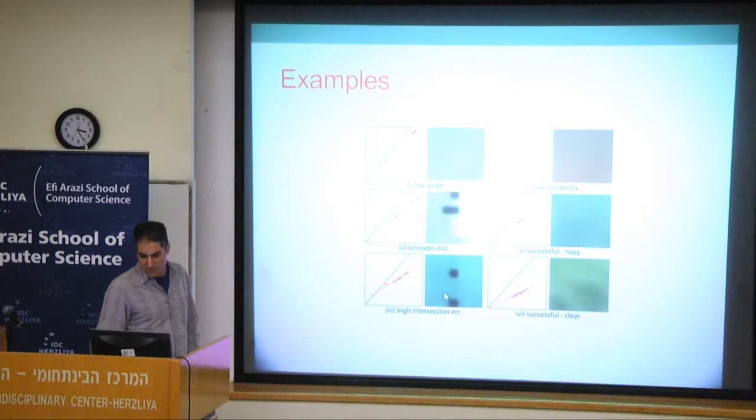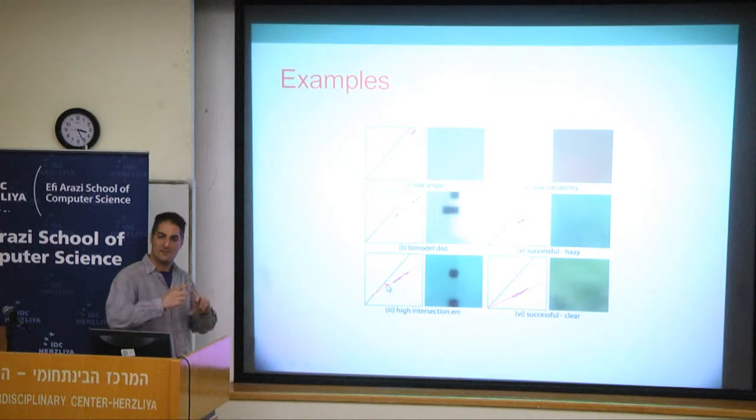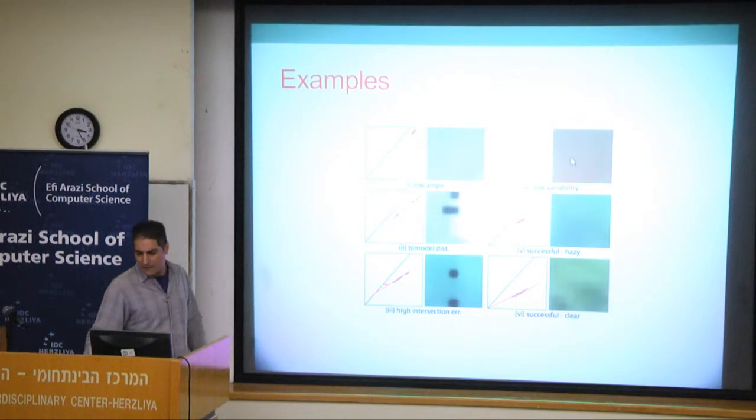This patch corresponds to some glossy surface, which is highly non-diffusive. So we get a large intersection error. In the red line, we see the difference in 3D between the lines that we're intersecting. Here is a case of a very constant patch. So we have low variability.